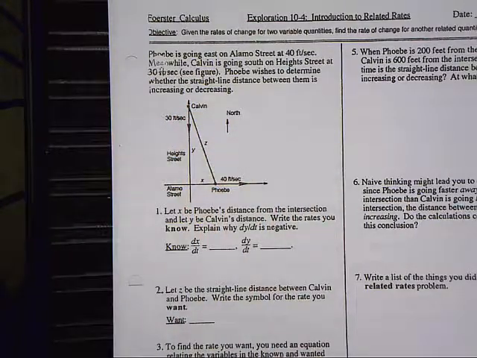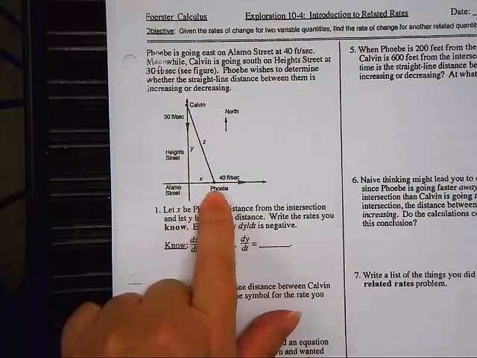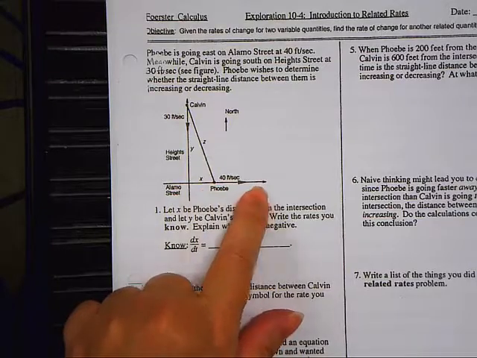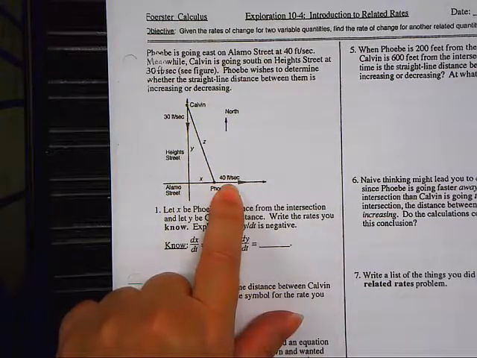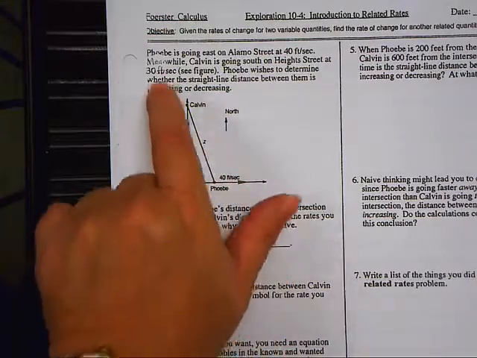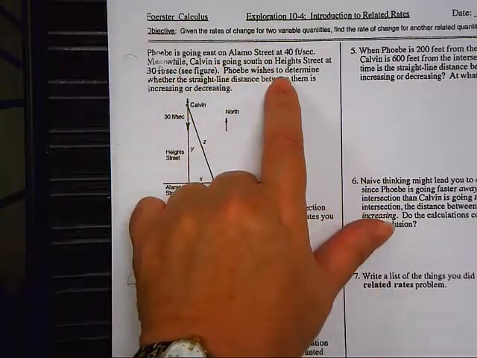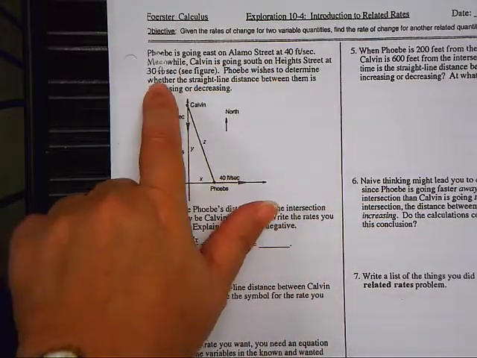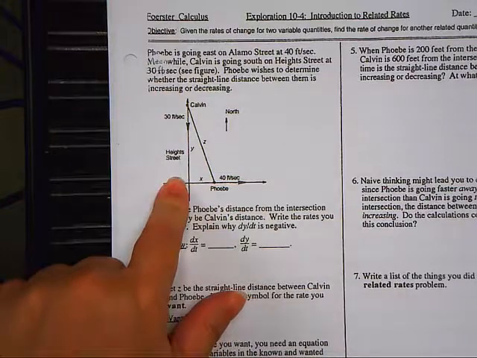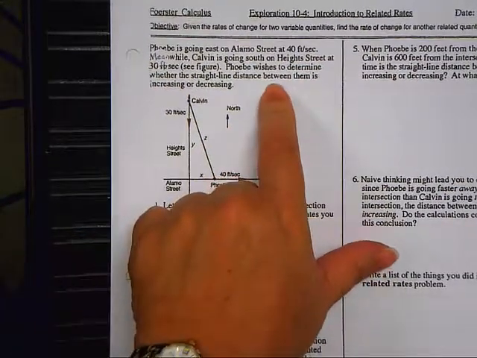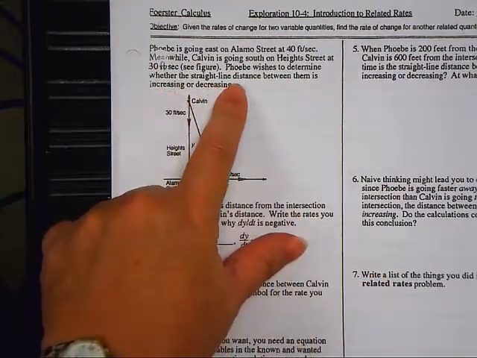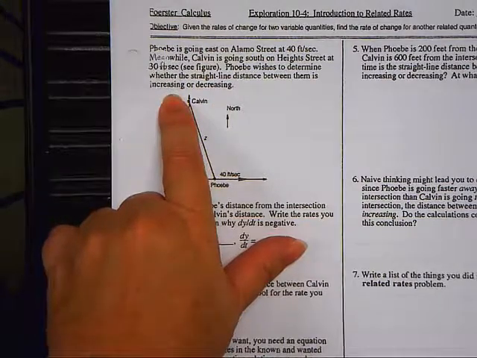Here's the first problem we're going to do. It says Phoebe is going east on Alamo Street at 40 feet per second. So here's the diagram they're talking about. Phoebe is walking east at 40 feet per second. That is her rate. We're going to have a lot of rates in these problems. Meanwhile, Calvin is going south on Heights Street at 30 feet per second. So here he's going down towards the intersection. Phoebe wishes to determine whether the straight line distance between them is increasing or decreasing.